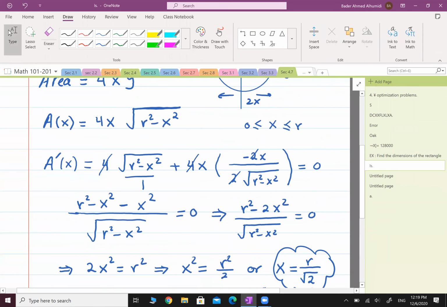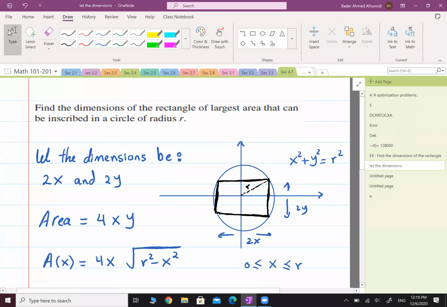I'm just going back to the question and we will read it together again and see the procedure. If you have any question, please stop me and say this step is not clear. So he is looking for the dimensions of the rectangle with largest area. So we need to maximize the area of a rectangle. We assume the dimensions to be 2x and 2y. Then we find a relationship between x and y. This will be our x here, and this will be our y.